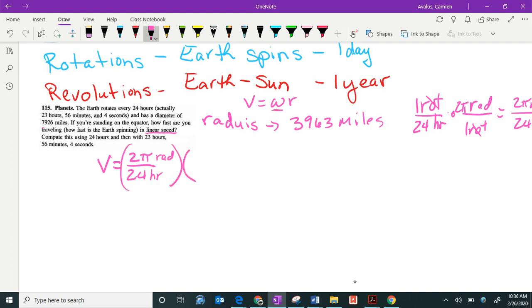And then we know the radius is 3,963 miles. Anytime we're calculating this, the radians automatically go away, and the linear velocity we just calculated turns out to be about 1,038 miles in 1 hour, so per hour. So that's what we get in 24 hours.